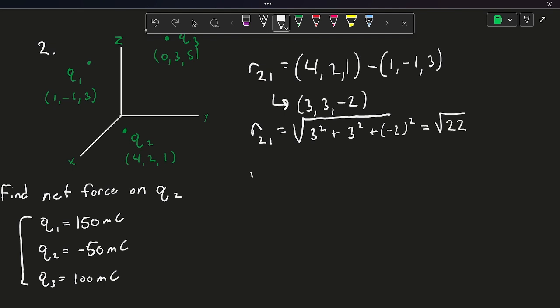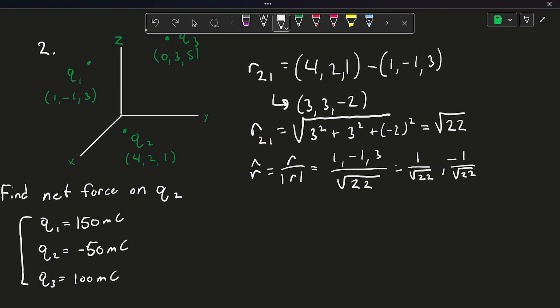This is going to help us find our unit vector. If you recall from the last problem, this is going to be equal to r over the magnitude of r, which in this case is 3, 3, and negative 2, all divided by the square root of 22. That's going to be equal to 3 over square root of 22, 3 over square root of 22, and negative 2 over square root of 22.